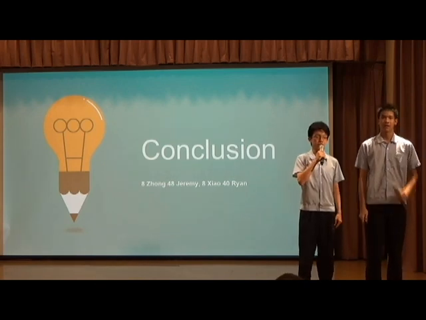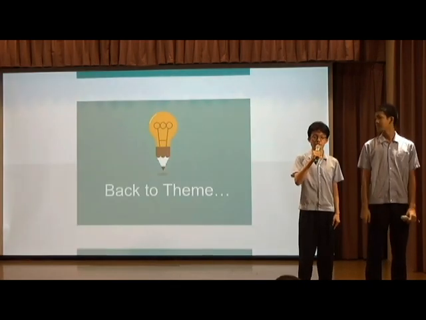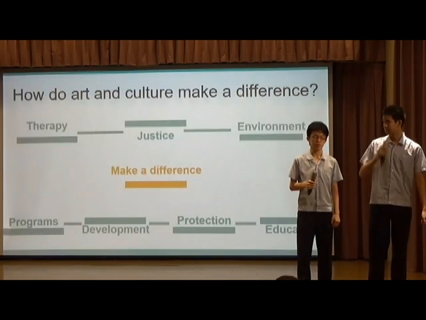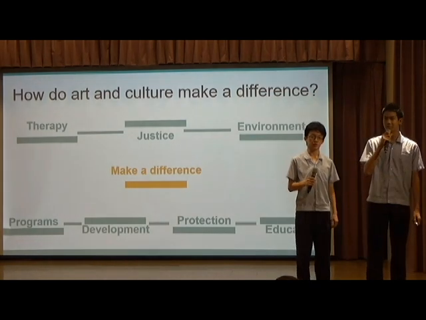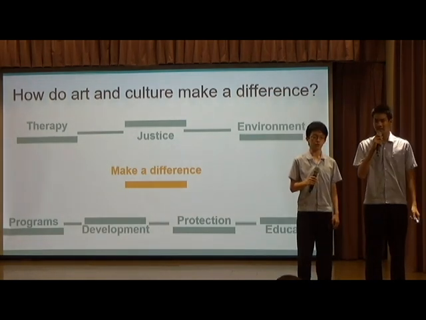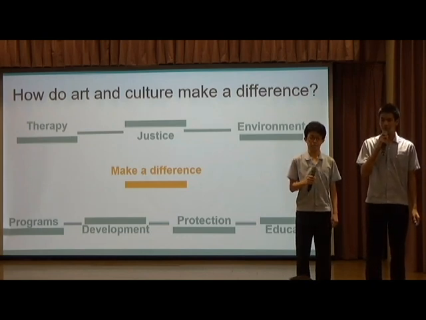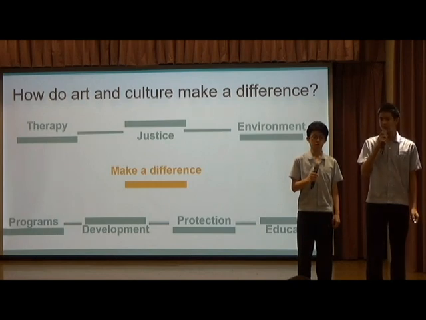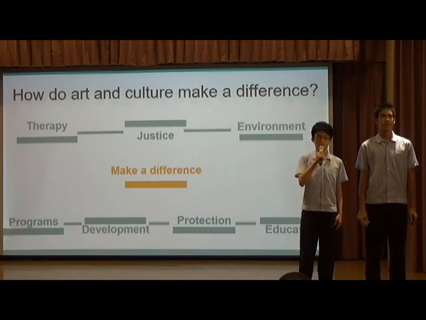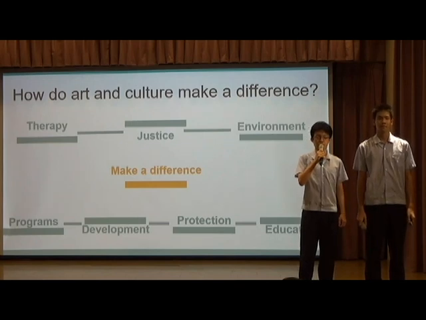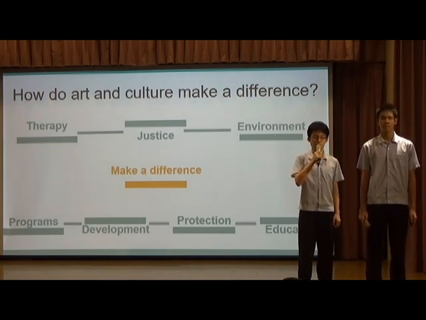I'm Jeremy. And I'm Ryan. Back to the theme. How do art and culture make a difference? So first, art therapy, which promotes helping or treating Parkinson's disease. And next, art and culture to promote social justice, to break racism and gender or cultural stereotypes. Third, using art to raise awareness about environmental issues, like Michael Jackson's Earth Song.